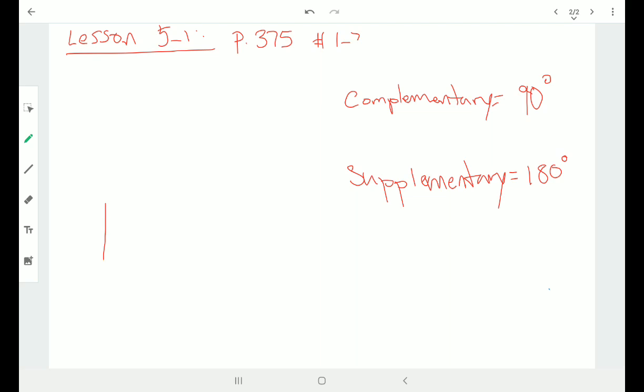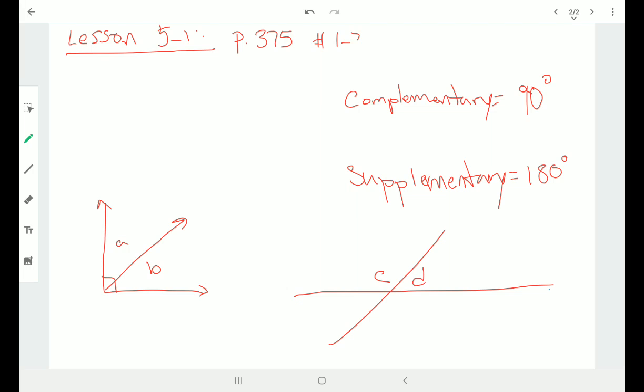So if I have a 90-degree angle that is made up of more than one angle, for example, angle A and angle B here would be considered complementary because the two angles added together make a right angle, which is 90 degrees. If I had a straight line of some sort, for example, these two lines crossed, angle C and angle D here would be what we call supplementary angles, because when you add C and D together, they give us a 180-degree angle or a straight line.